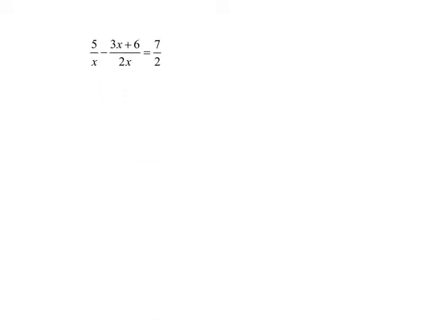So our next example is 5 over x minus 3x plus 6 over 2x equals 7 halves. And we cannot use cross multiplication to solve. So we identify our LCD. In this case, our denominators are x, 2x, and 2. So the LCD is not going to be all of them. It's just going to be the lowest or the least amount that's going to give us a common denominator, which is just going to be 2x.